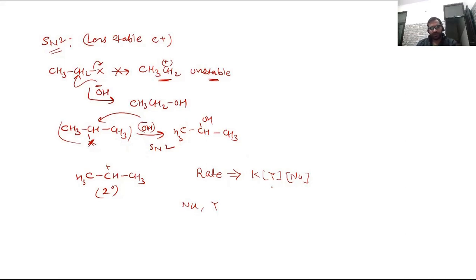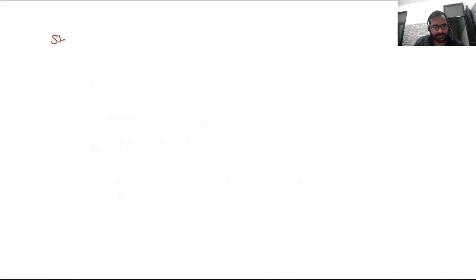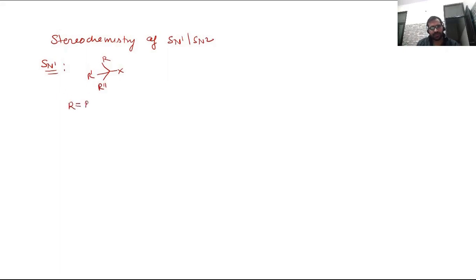Now there is one more important factor we have to learn about the SN1 and SN2 mechanisms, and that is the stereochemistry. Stereochemistry of SN1 and SN2. Let's learn about SN1 stereochemistry first. As we know, there is formation of a stable carbocation, so let's take an example with C, X, R, R dash, and R double dash. Suppose these three R groups are the same, that is R equals R dash equals R double dash, and suppose they are methyl groups.